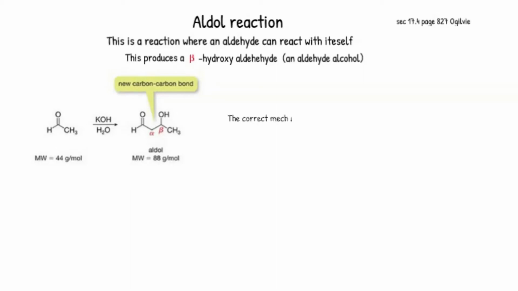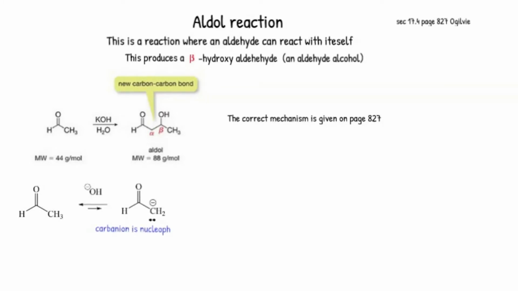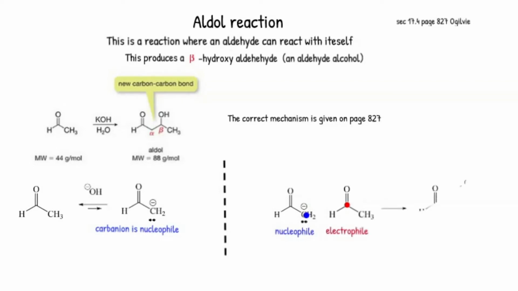The correct mechanism involves the more significant resonance structure of an enolate ion, and this is given on page 827. These resonance structures were previously described in an earlier video. To view this reaction in an easier way, think of the carbanion as a nucleophile that is made from deprotonation of the alpha carbon by the base. The carbanion nucleophile with a blue dot attacks the electrophilic carbonyl carbon with a red dot to form an alpha to beta bond. Protonation of this aldol alkoxide by water gives the aldol product.